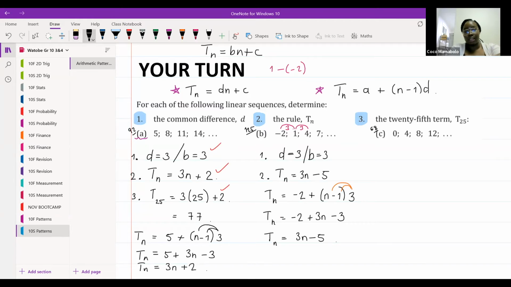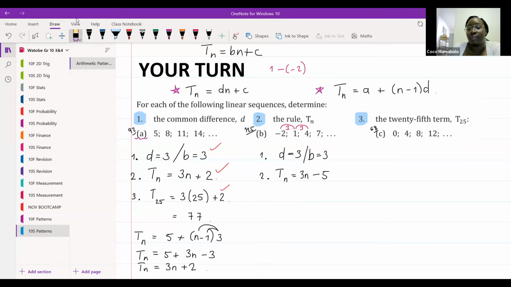Then we need to find T25. T25 is equal to 3 times 25 minus 5, which should give us 70. That's the answer we'd get over here. Another 2 minutes to do this last one over here, and then we're going to quickly touch on something.